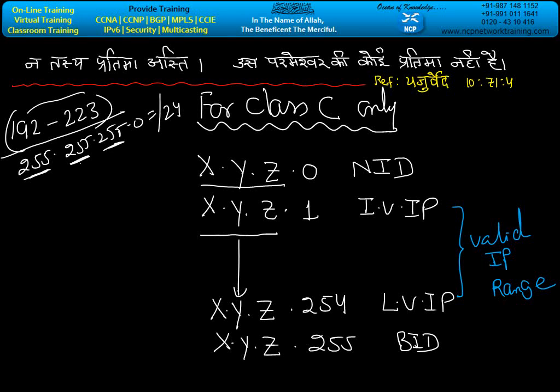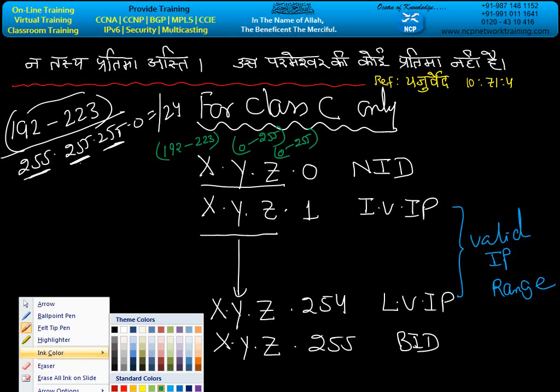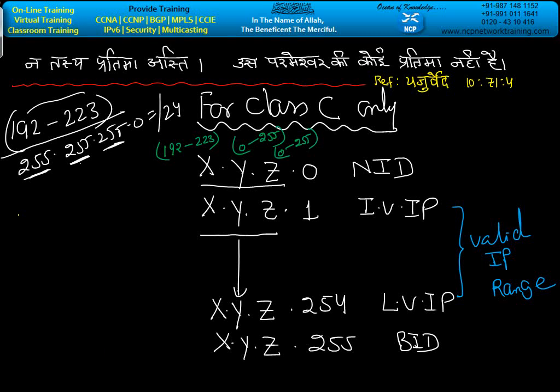The value of X varies from 192 to 223, the value of Y is 0 to 255, and the value of Z is 0 to 255. Let's say the number is 212.19.82.5. This number belongs to class C because the first octet is from 192 to 223.